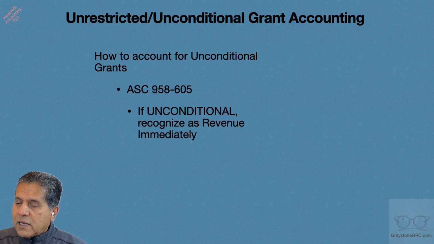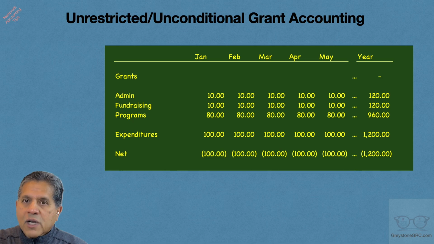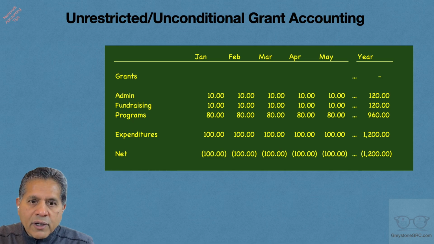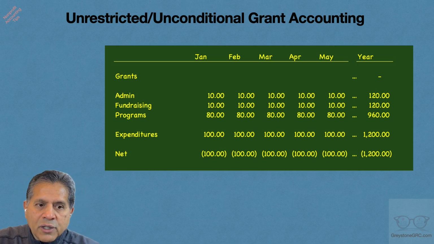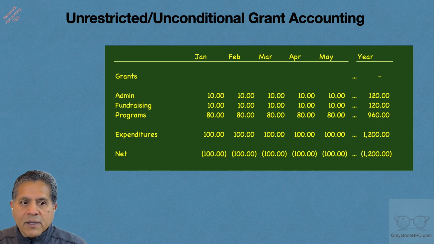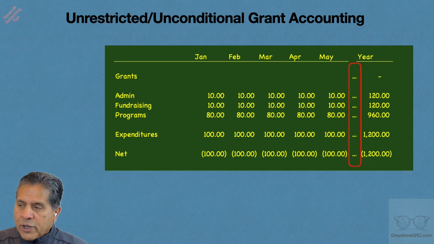GAAP requires that if it's unconditional, we recognize it as revenue immediately. So let's look at an example. Here we've got a budget for admin at $10 a month, fundraising at $10 a month, programs at $80 a month, and expenditures totaling $100 a month. And when we look at the little dots there, that's June, July, August, September, October, November, and December. So the total for the year on the extreme right is 120 for admin, 120 for fundraising, 960 for programs, the total expenditures of $1,200.